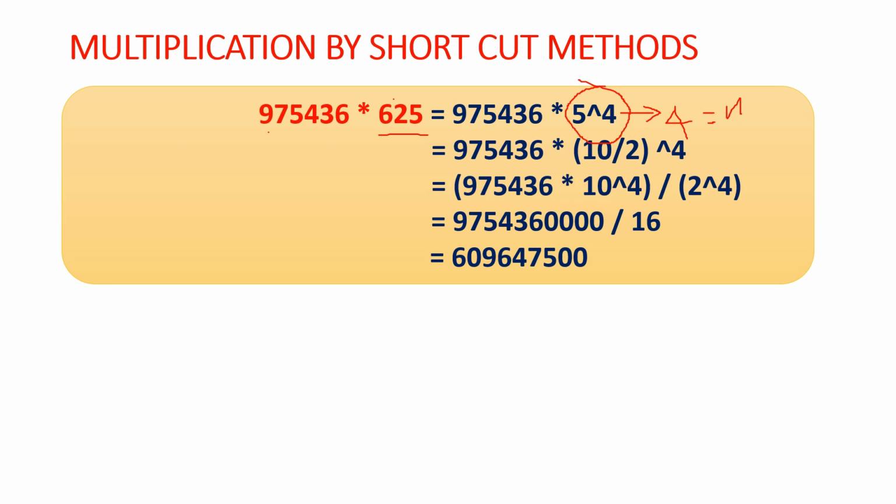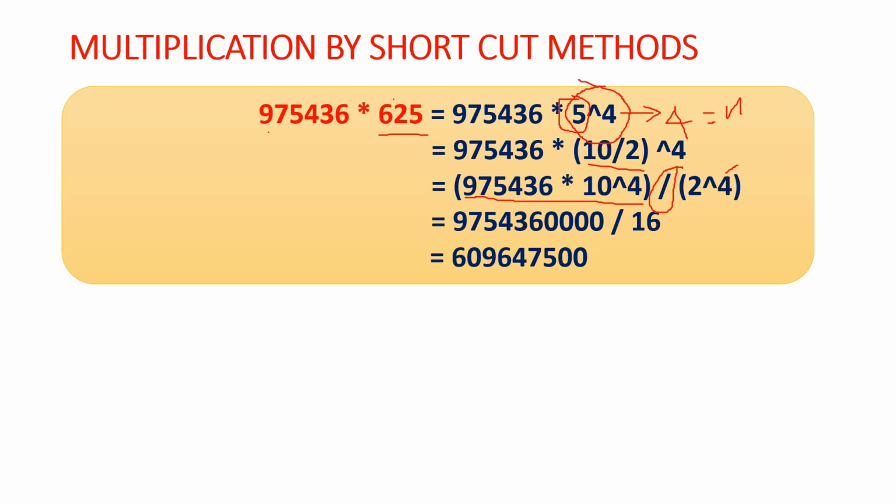First we know the rules. We have to put n number of zeros to the right side of the multiplicand and then divide the given number by 2 power n. For that, we are expanding this 5 as 10 by 2. So we get 975436 into (10 by 2) the whole power 4, and since we are putting the same n number of zeros to the right side of the multiplicand, we get 975436 into 10 power 4. So we are putting four zeros to the right side of the multiplicand, and then we are dividing the answer by 2 power n.